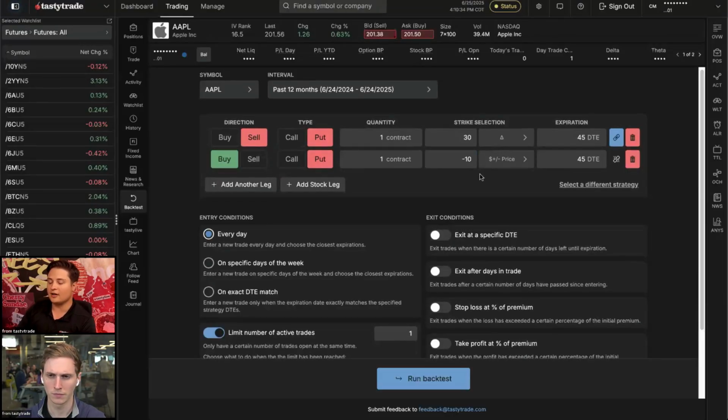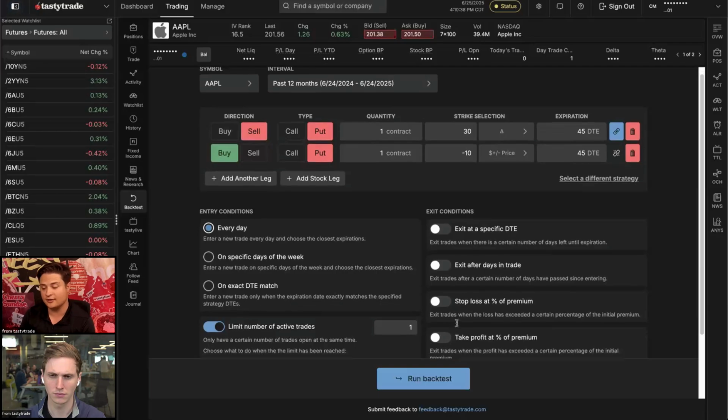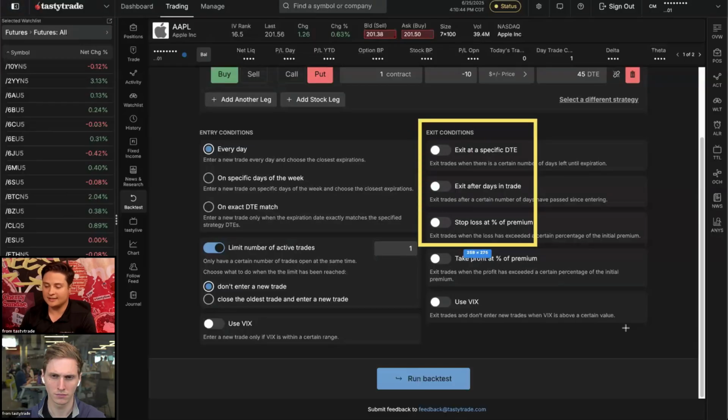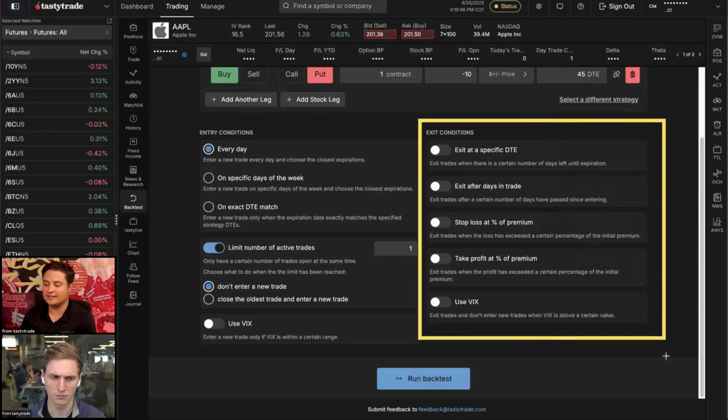And now that we've got our linked leg established, let's go ahead and take a look at some of the exit conditions here. First and foremost, we can elect to have an exit on this trade at a specific day until expiration. So we're testing the 45 DTE, maybe you wanted to exit at 21 days until expiration or 30 days until expiration. That is when you would select that first condition there.